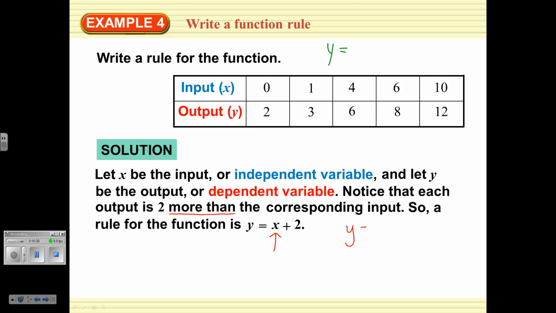So we could look at it like this. Y equals the input plus 2. And our input is our x value. So 0 plus 2 is 2, 1 plus 2 is 3, 4 plus 2 is 6, 6 plus 2 is 8, etc.